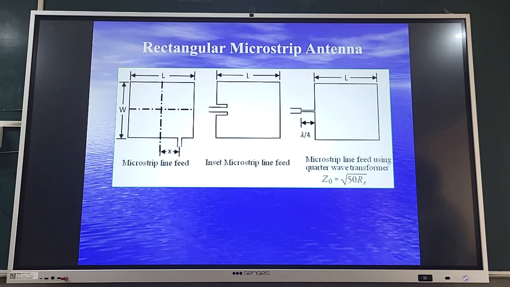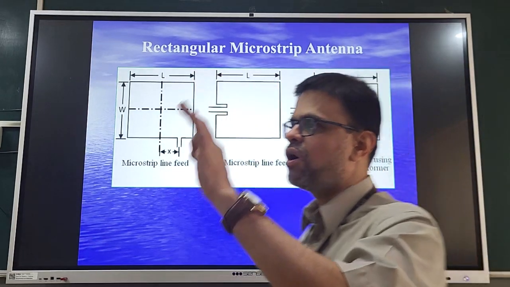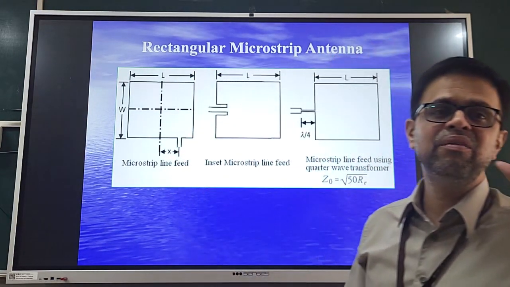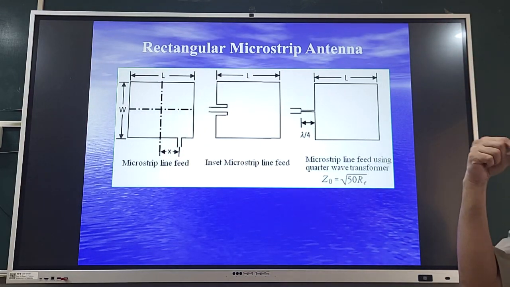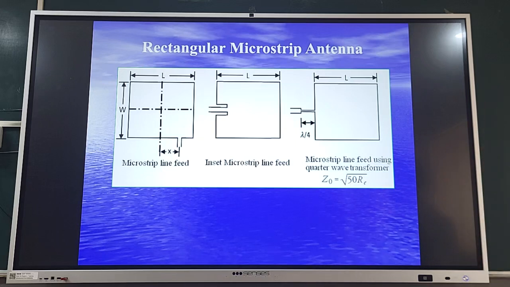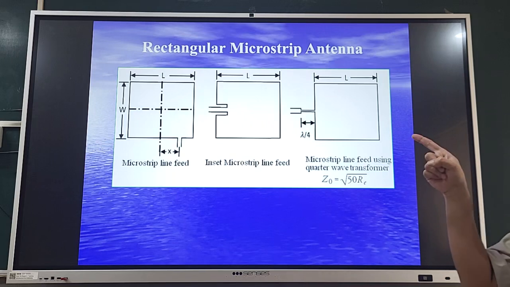If W is very small compared to L, this method will work. Why? Because the orthogonal mode, or 0-1 mode, frequency is very high. But if W and L are comparable, then your impedance matching technique using this will not work.